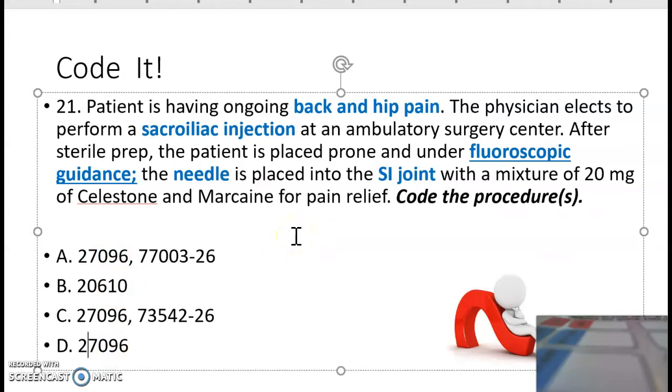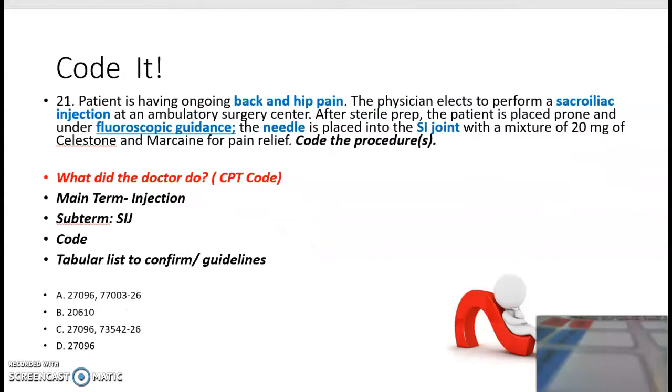The first thing I need to know is what my main terms are, and of course, what the doctor did. That's the most important thing I want you to remember when you're coding for CPT: you ask the question, what did the doctor do? When you code for ICD-10 diagnosis, you always ask yourself, what is the problem? Why is the patient here today? That puts your mind into the right organization, because sometimes we're so lost we pick up the wrong book and start looking for an ICD-10 code in a CPT manual, and I've seen that a lot.